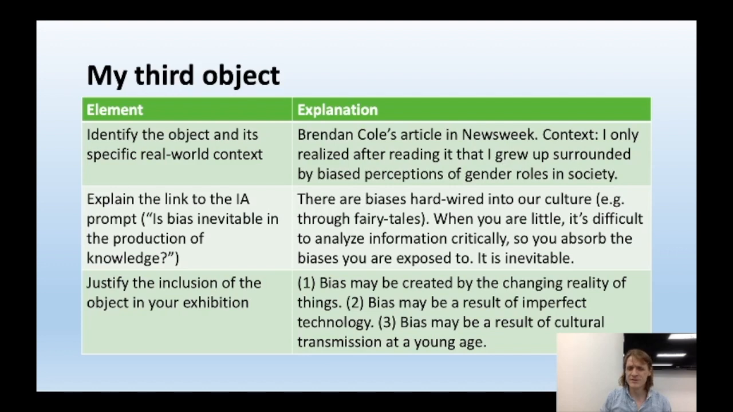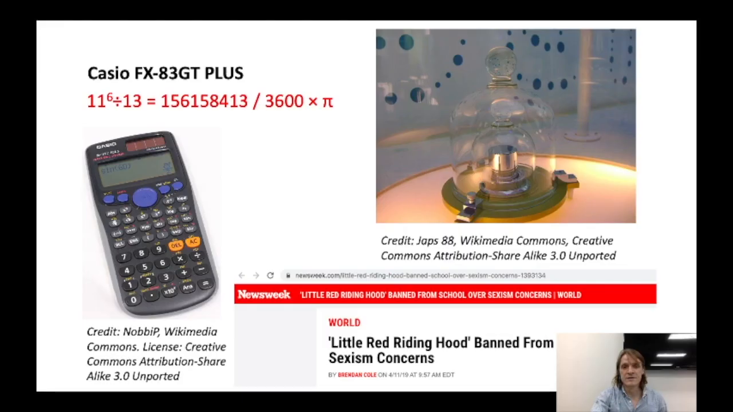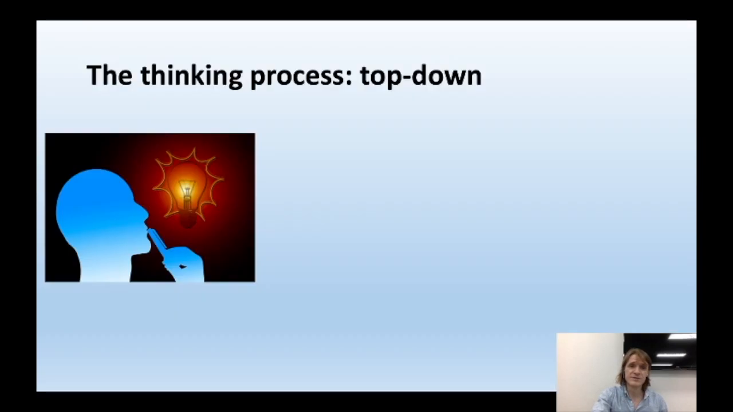So it all comes together now, and it seems like my three objects highlight three different ways in which bias is inevitable in the production of knowledge. They all demonstrate different dimensions, different aspects of this inevitability, if you will. So looking back at the three objects, here they are, and this is going to become my TOK exhibition. One of the objects is digital, but as you know, it is allowed.